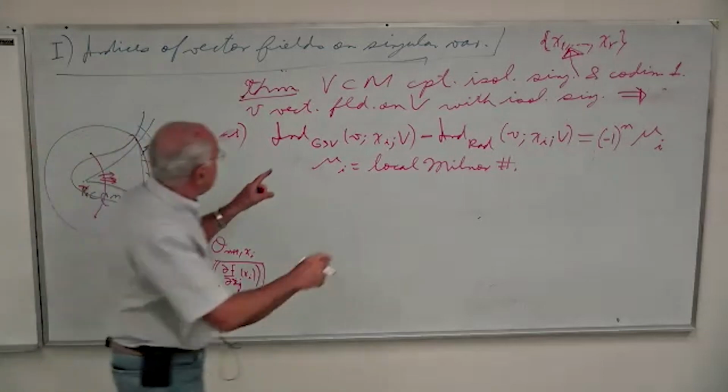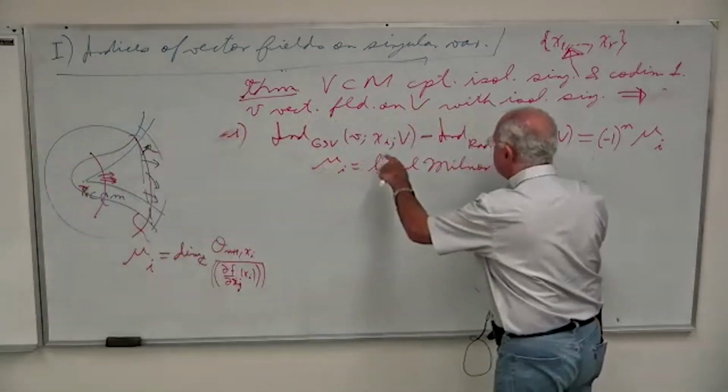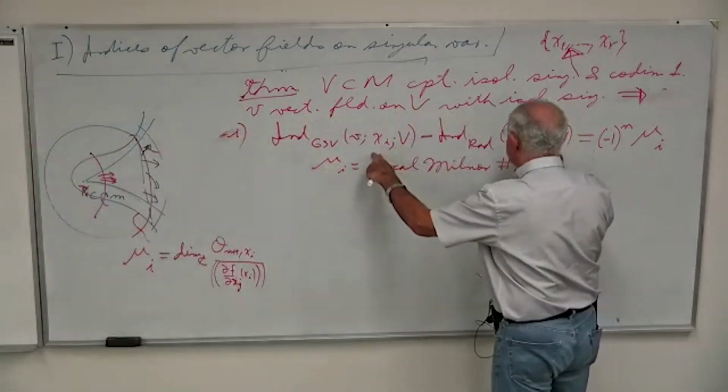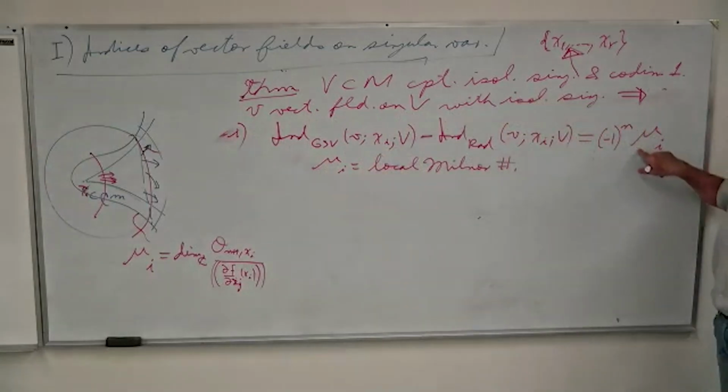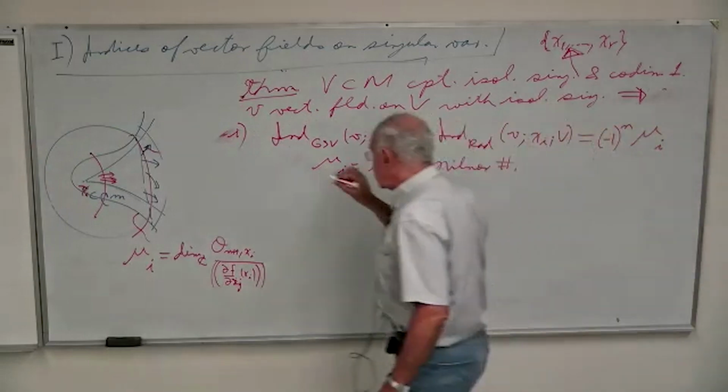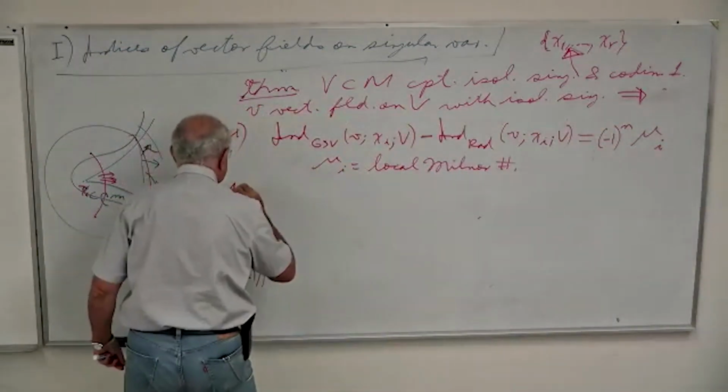And then if you take these two indices, the difference is independent of the choice of the vector field, and it's always given by the Milnor number up to sign. Okay, and the second is a global statement.